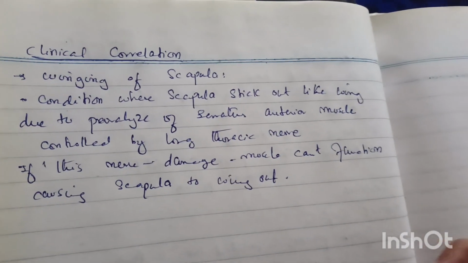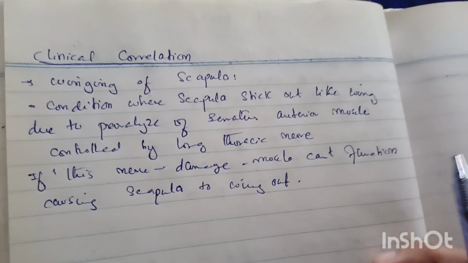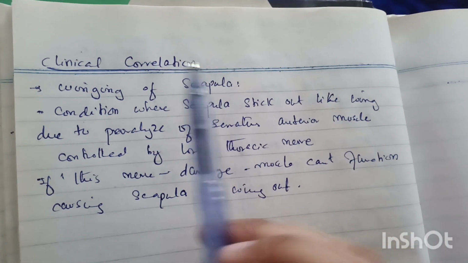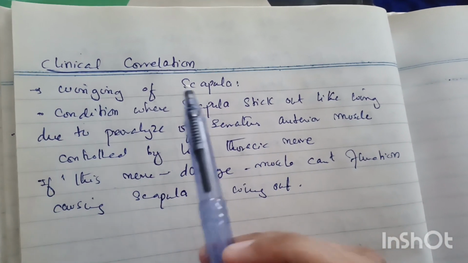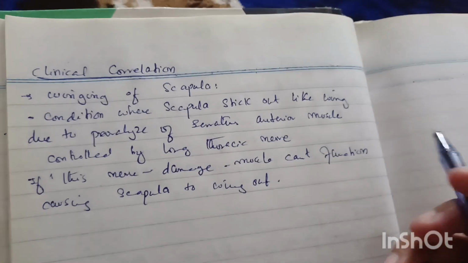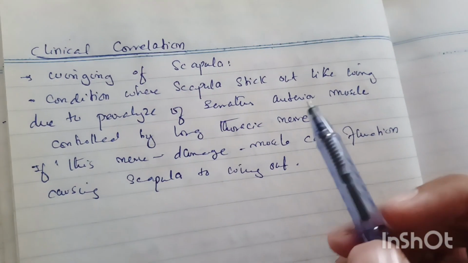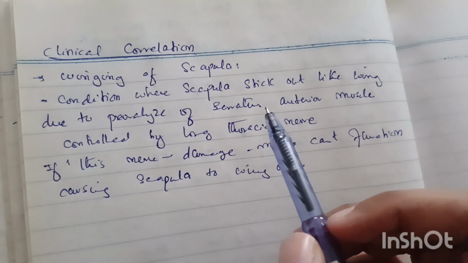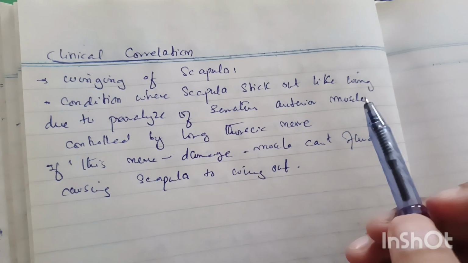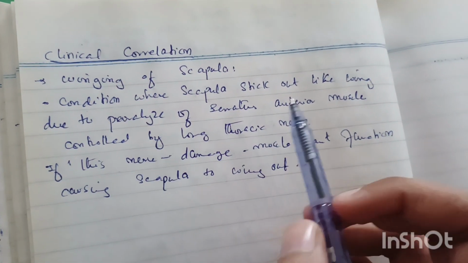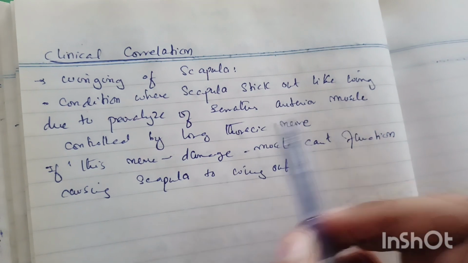Now let us study the clinical correlation of the scapula. The most common one is winging of the scapula. It is a condition where the scapula sticks out like a wing due to paralysis of the serratus anterior muscle. Where is the serratus anterior muscle attached? On the ventral side. This serratus anterior muscle is supplied by the long thoracic nerve.